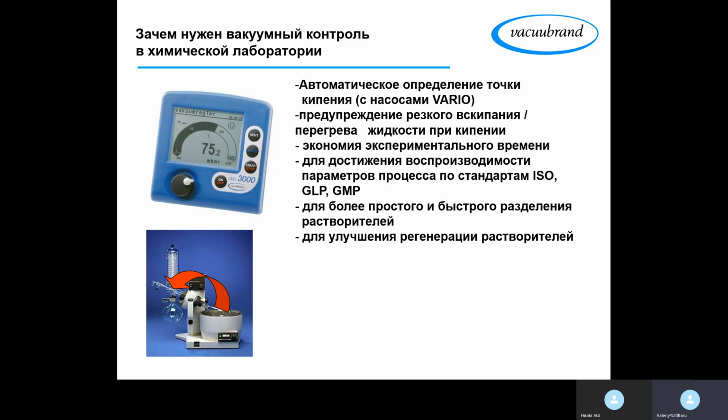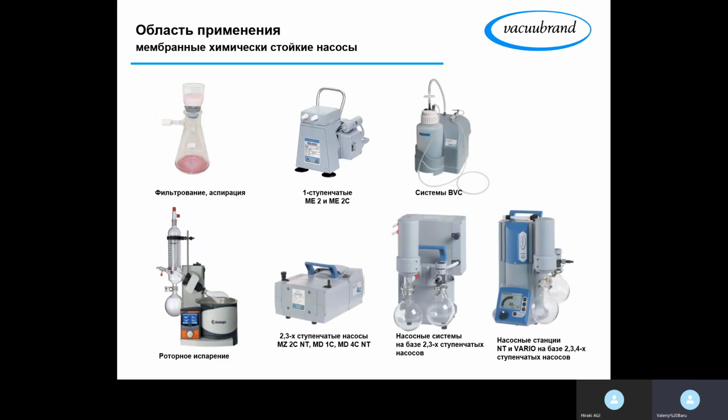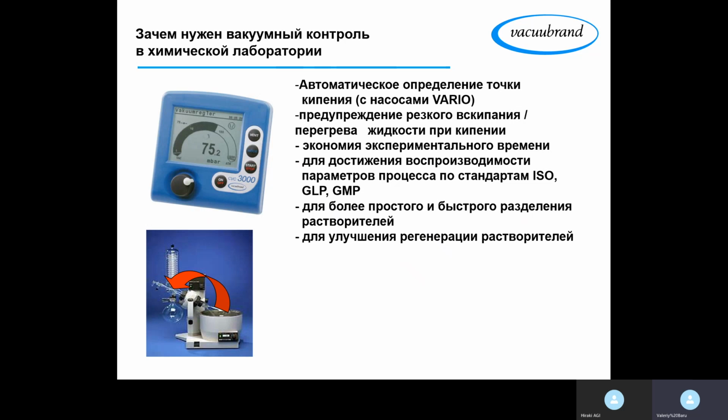So it would be perfect to have a system that will define by itself the vacuum level that is required to start the distillation. So what you do basically is you have the rotary evaporator, you set the rotation speed, you set the bath temperature, and then let's have a vacuum system that will define the vacuum that is required. Vacubrand and Welch offer this kind of system. How does it work? Unfortunately, I don't have any slides for that, but I will explain it to you because I think it should be pretty simple.